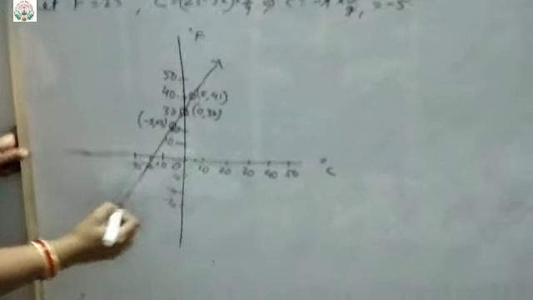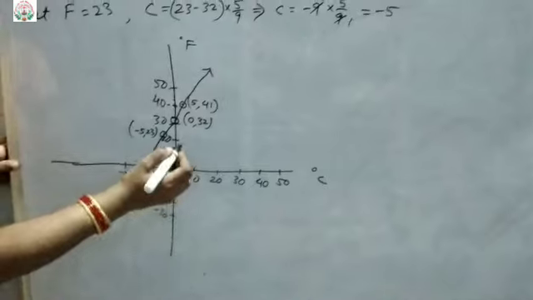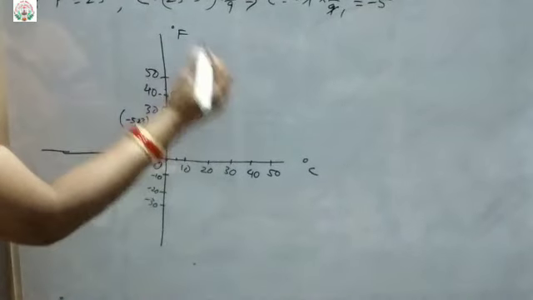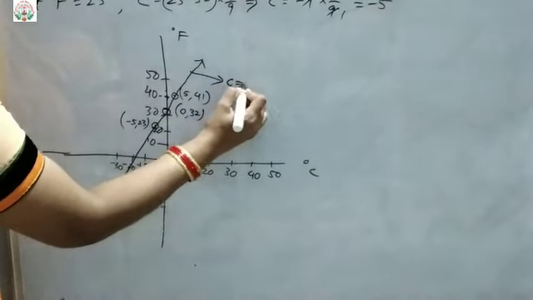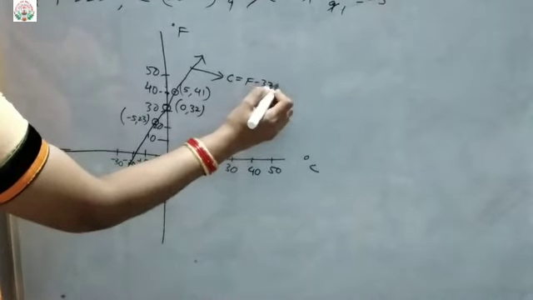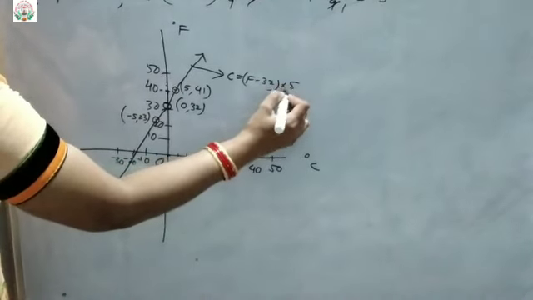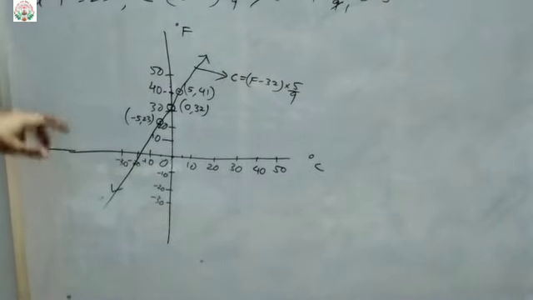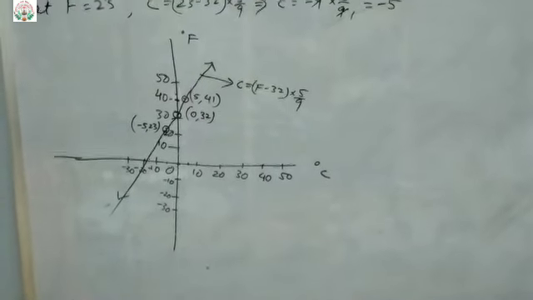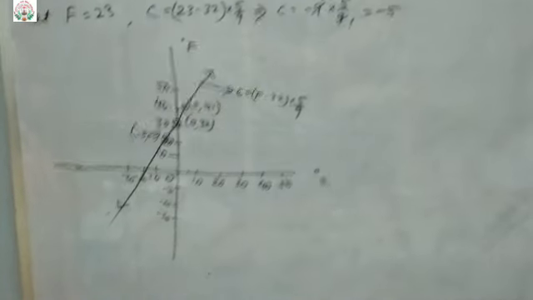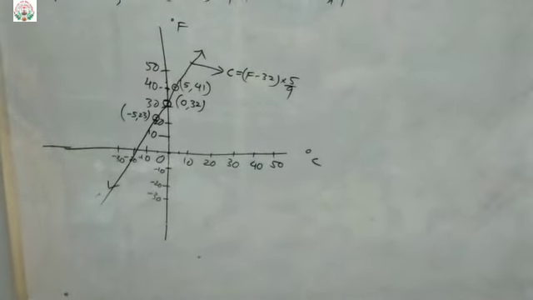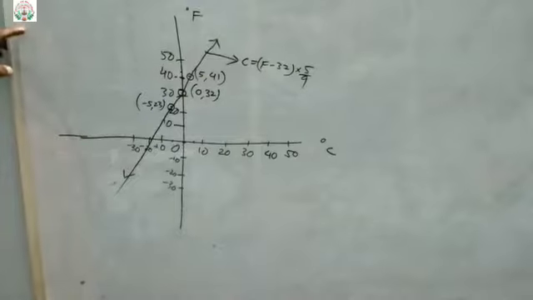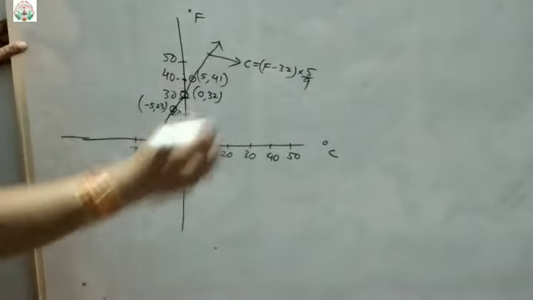So this will be the graph. And what will be the equation for this? That is C equals to F minus 32 into 5 upon 9. Okay. Now 5 questions are there based on this. What is the first one? You can see the first question is, if the temperature is 30 degree, what will be the Fahrenheit value?